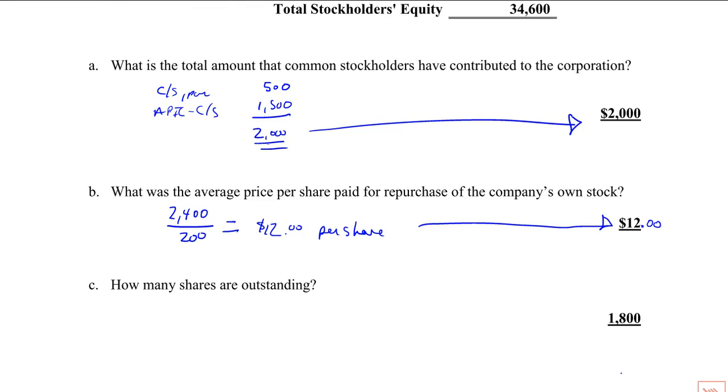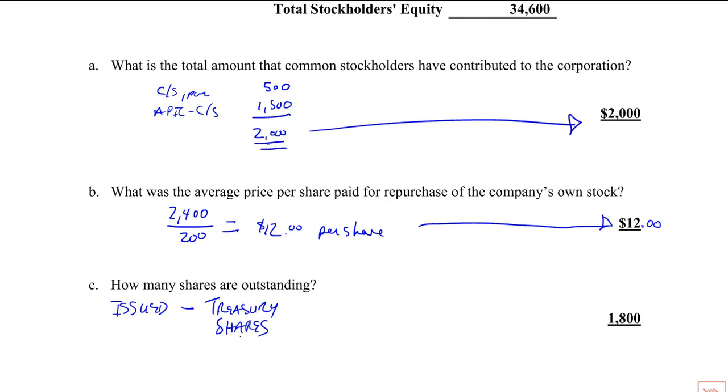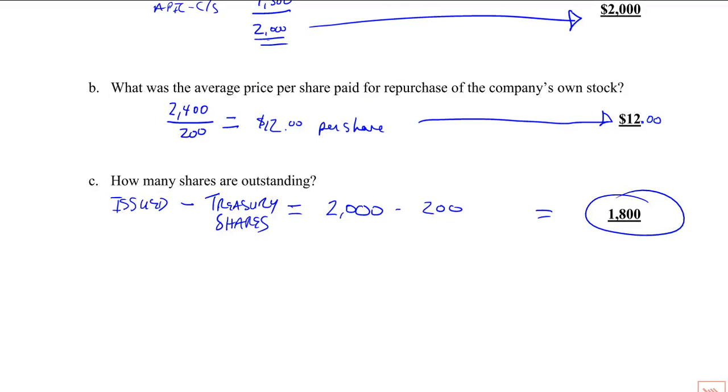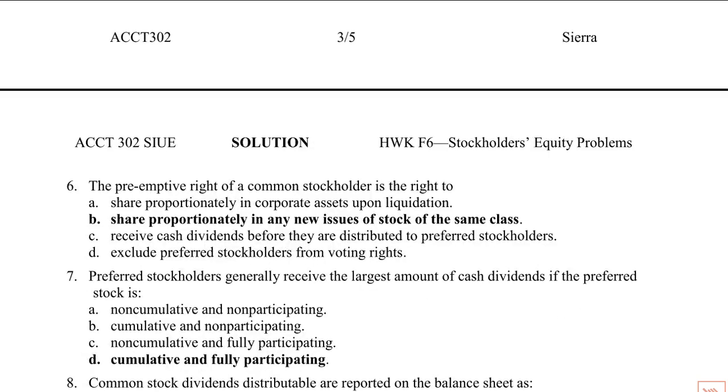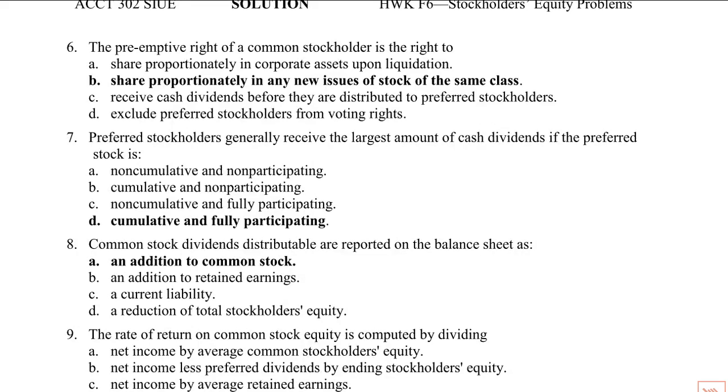How many shares are outstanding? Just remember the definition of outstanding is issued minus treasury shares. So issued, it tells you 2,000 minus 200 in treasury. 2,000 minus 200 equals 1,800 shares outstanding. So only outstanding shares get dividends, only outstanding shares vote. All right, only outstanding shares have rights. A company can't own itself.